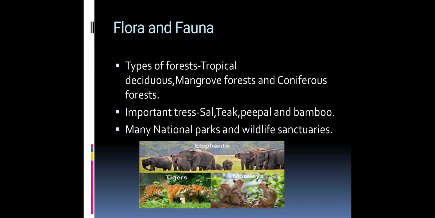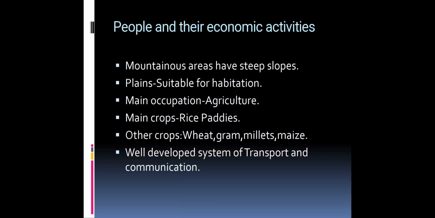Important trees which are found here are sal, teak, peepal and bamboo. Then there is good wildlife also. There are many national parks, many wildlife sanctuaries also in this region. Some of the important animals which are found here are elephants, rhinoceros, tigers, deers and monkey.